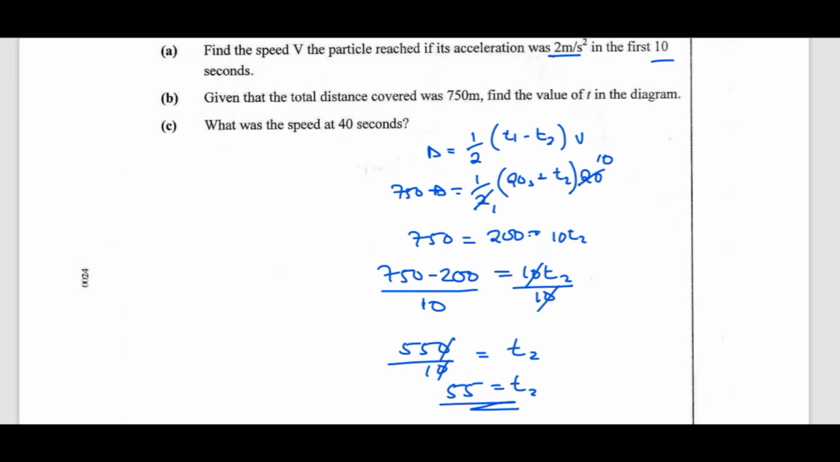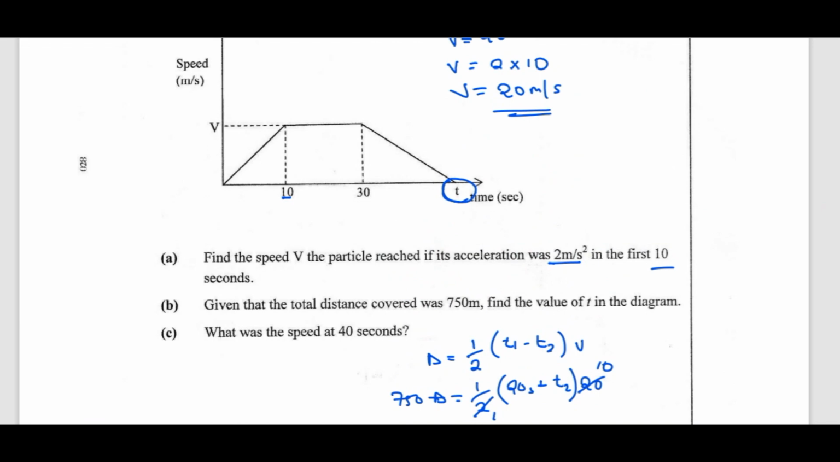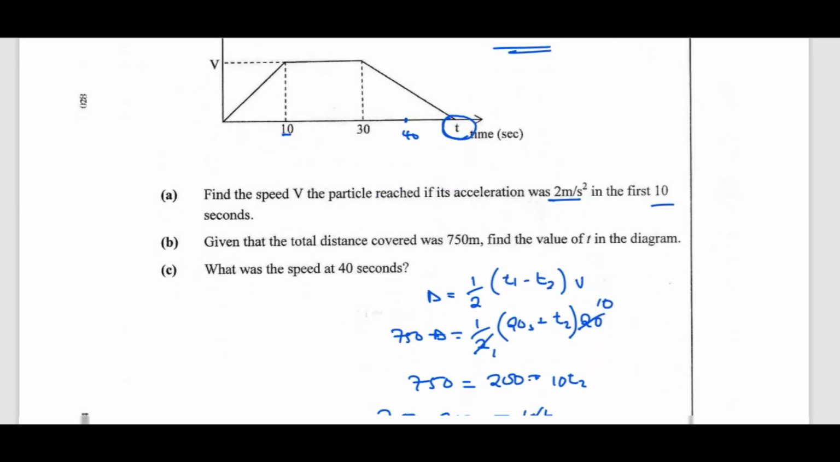So let us find, what was the speed at 40 seconds? We don't know where 40 seconds is, but obviously it can be here. So we want to find the speed. We want to calculate what the speed is.